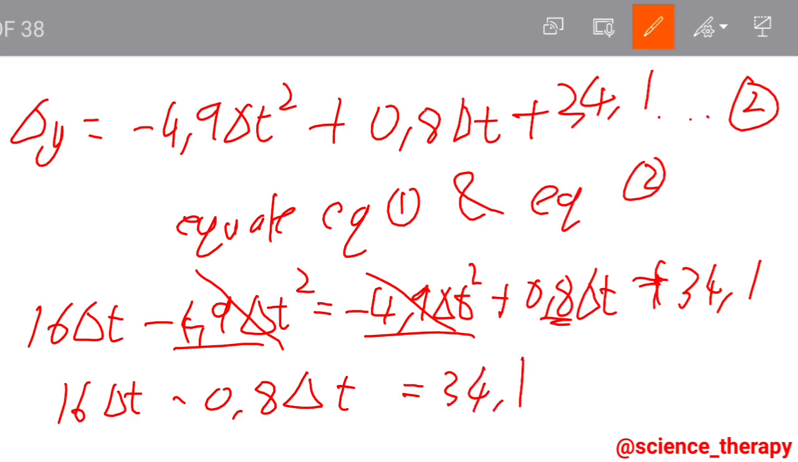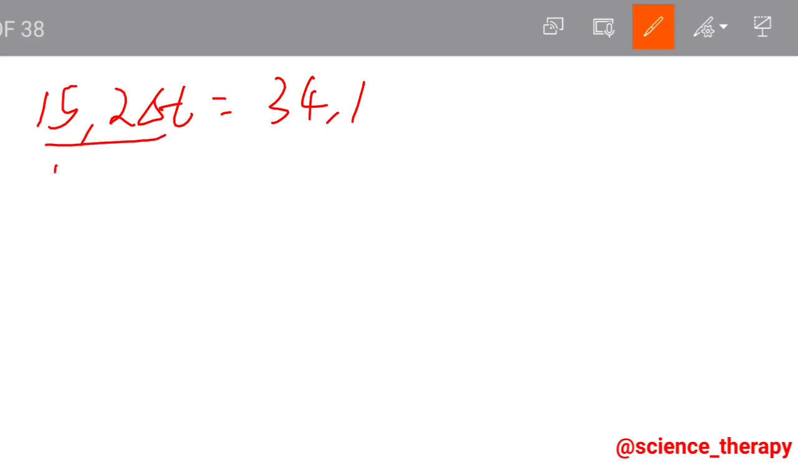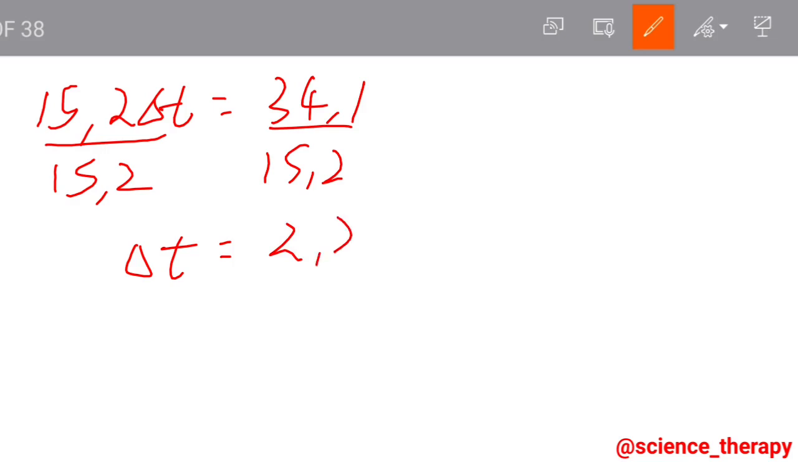Now you punch that in your calculator. 16 delta T minus 0.8 delta T, that gives us 15.2 delta T is equal to 34.1, and then divide both sides by 15.2. Our delta T now is 2.24 seconds. Remember, that's the time.